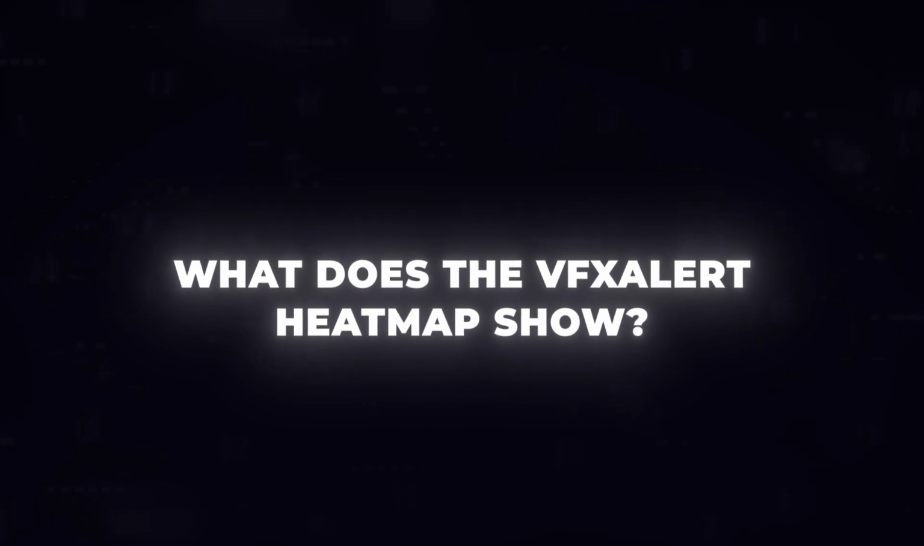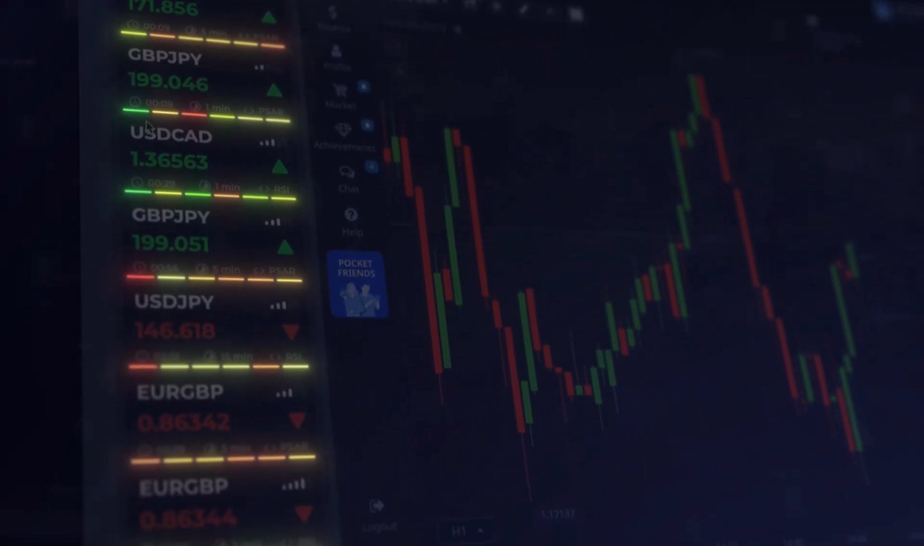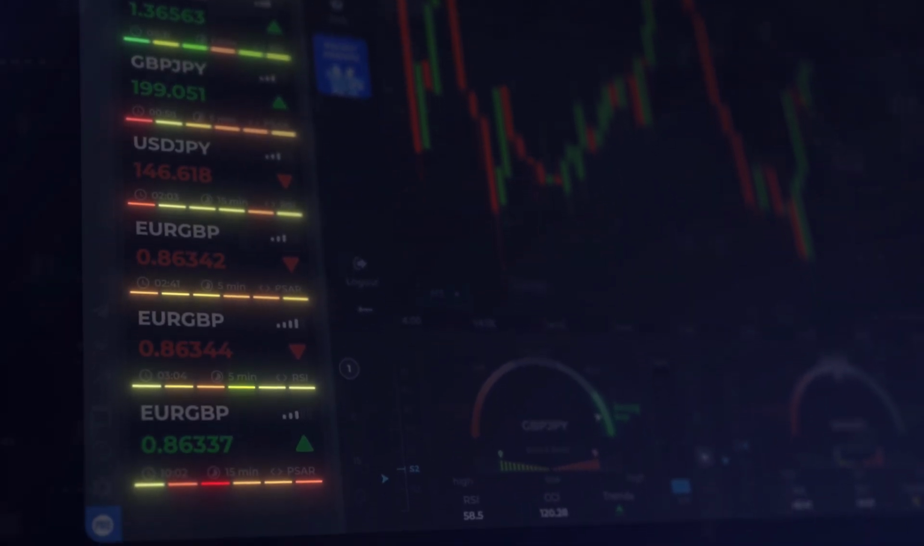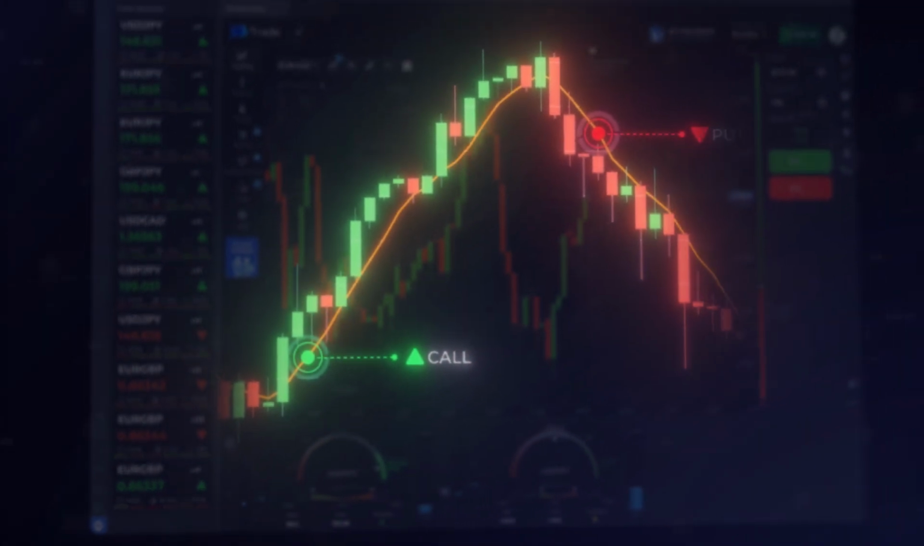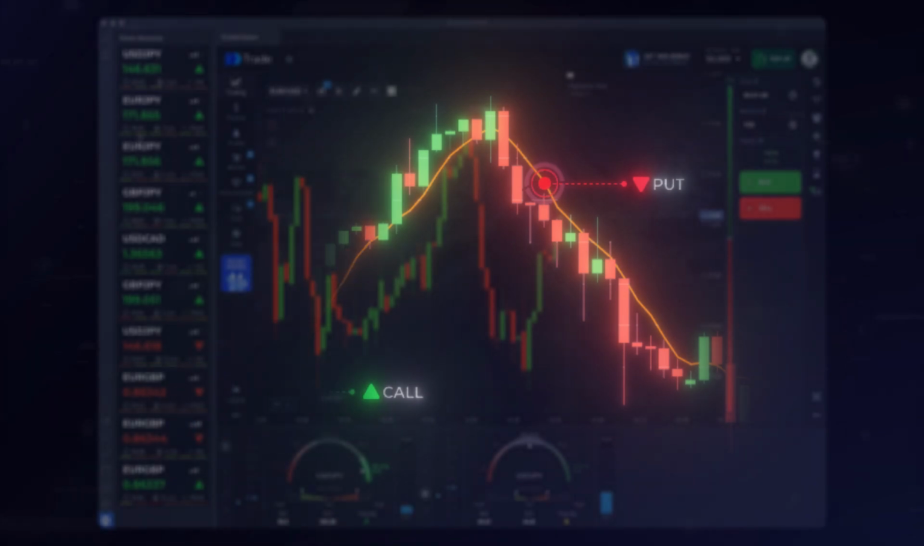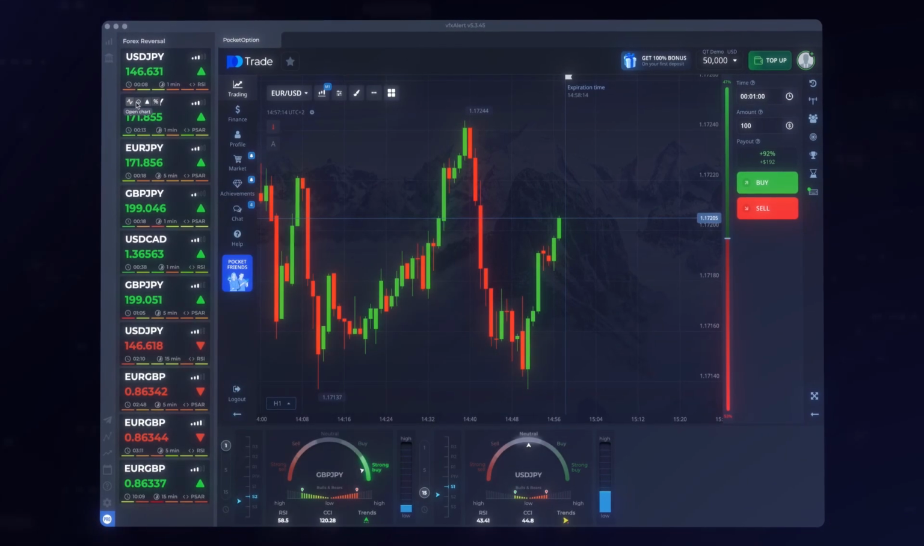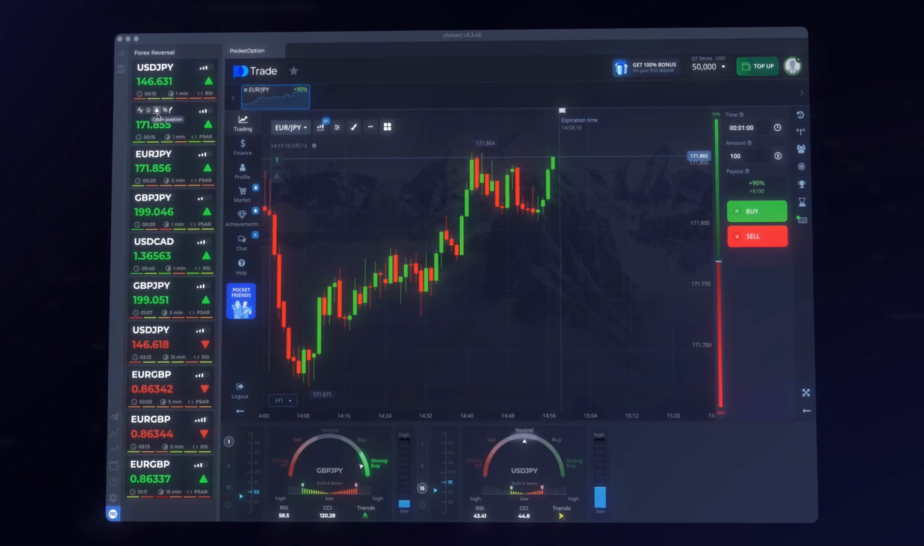What does the vfxAlert Heatmap show? The heat maps display forecast accuracy based on historical and statistical data. To calculate this statistical data, we use completed signals from our database. We show how indicator values during different trading sessions affect the win rate.